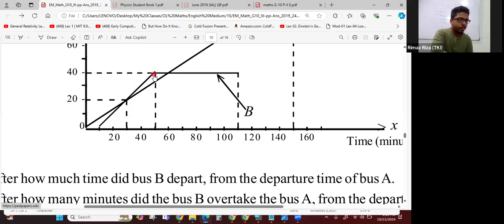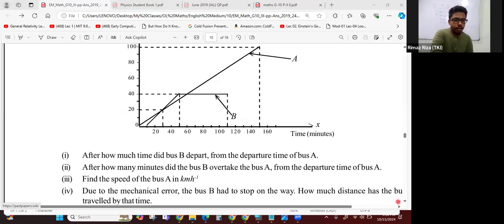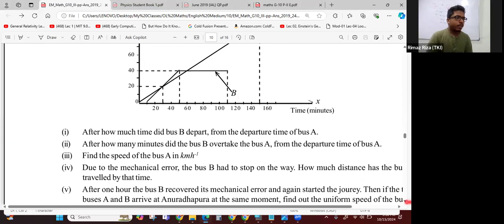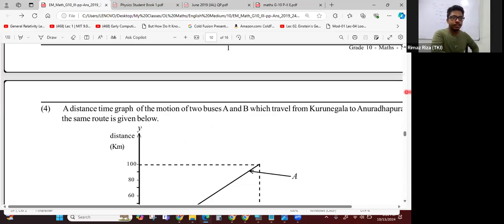So here you can see at this particular point, the distance traveled by bus B is greater than A, here it is something like 30, but here it is something like 25. So therefore, after 20 minutes. Okay. Find the speed of bus A in kilometers per hour.